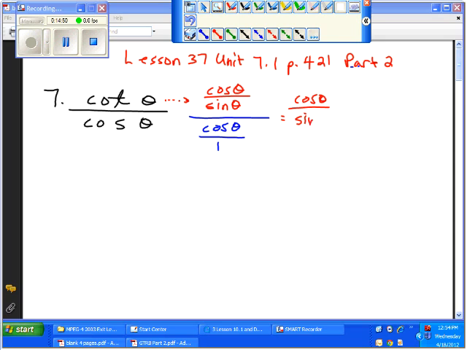So we have cosine theta over sine theta. Our fraction bar was divide. We're going to change that division to multiplication, and we're going to take this fraction that we were dividing by, and we're going to multiply by its reciprocal, 1 over cosine theta. And that creates a canceling opportunity for us. Okay? So we're using identities to make substitutions, and that's going to create some simplifying opportunities for us. Now, at this point, you can see that the cosines are going to cancel, and you're going to have 1 over sine theta.